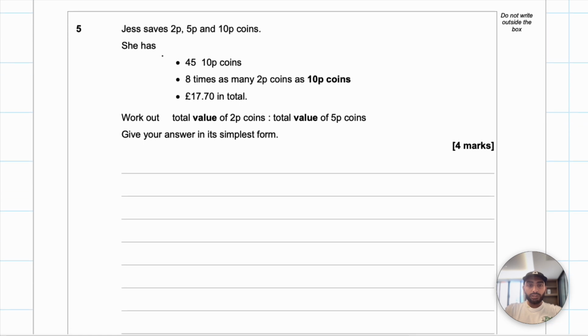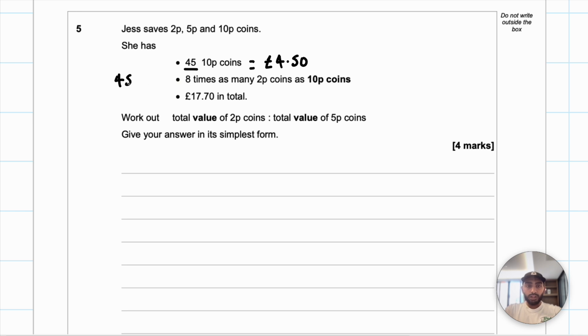Question 5. Jess saves 2p, 5p and 10p coins. She has 45 10p coins. Let's just work out the total of those. So 45 times 0.10 would give me £4.50. She has 8 times as many 2p coins as 10p coins. So if I multiply this by 8, that will tell me how many 2p coins there are.